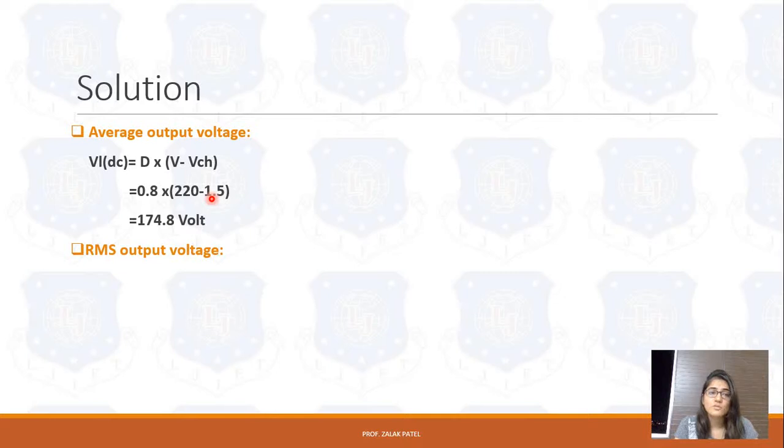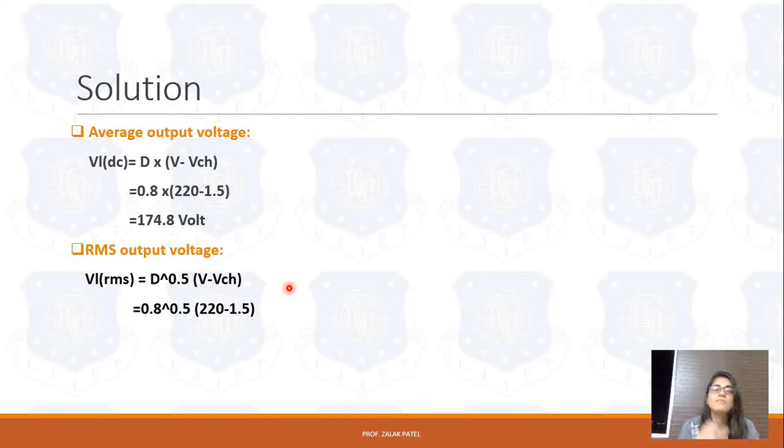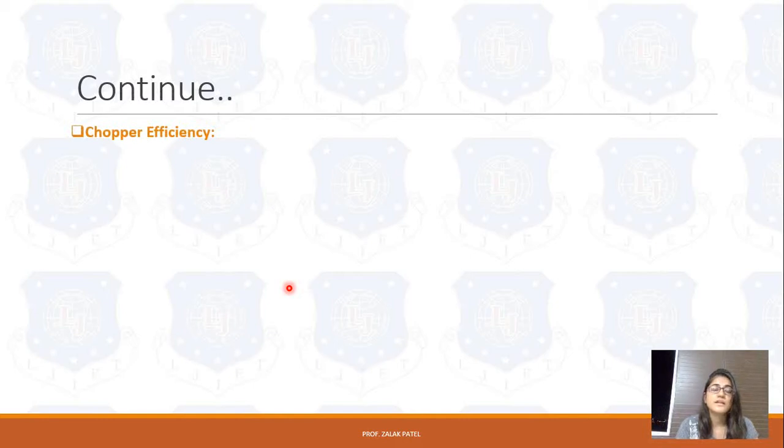Now for the RMS output voltage, it is actually root D times voltage, but the output voltage is the original voltage minus the chopper drop, so V minus VCH. We have the value of all the parameters, so simply put it in the equation. We get 0.8 raised to 0.5 into V minus VCH, where V is the 220 supply voltage and the drop of the chopper is 1.5. If we put in all the values, we get the answer, that is 195.4 volt, VL RMS.